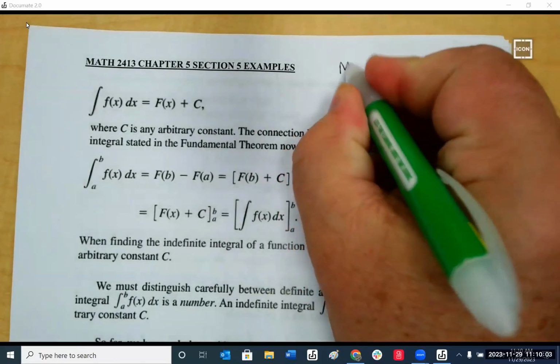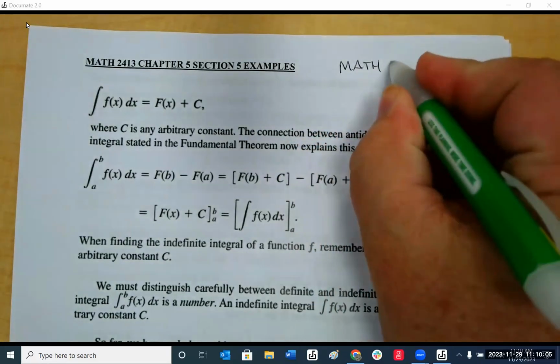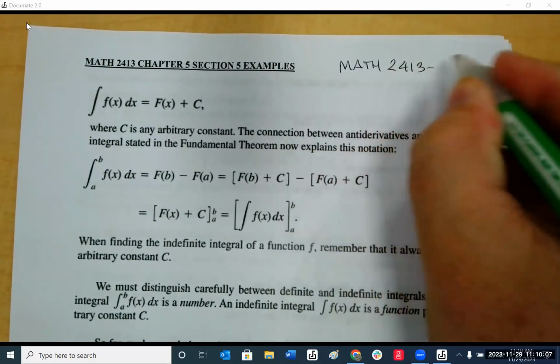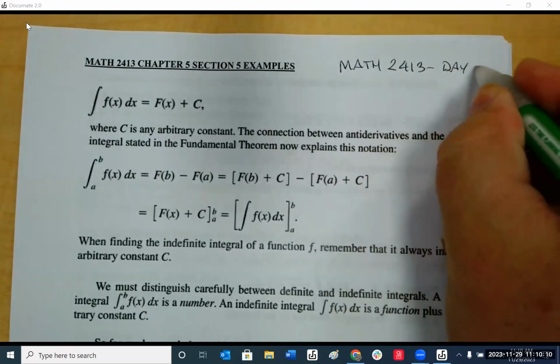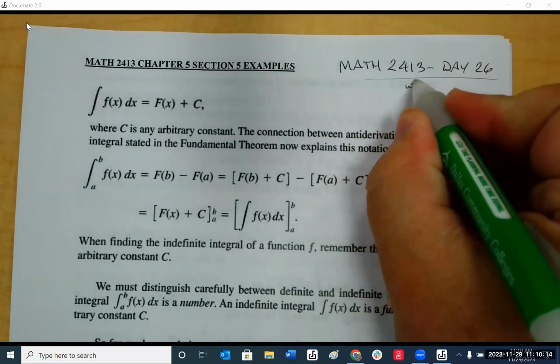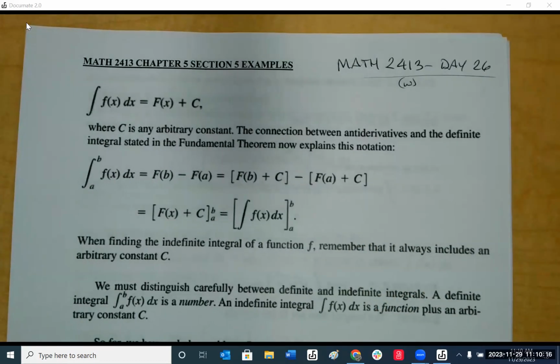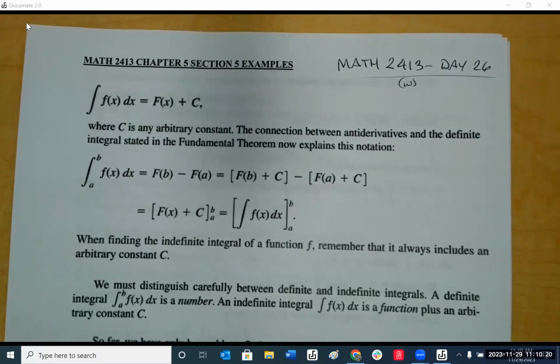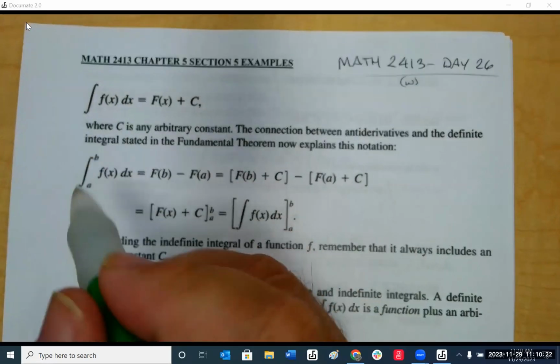So this is Math 2413, day 26. Up until now, we talked about indefinite integrals and their basic structure, and this is what it finds for us.